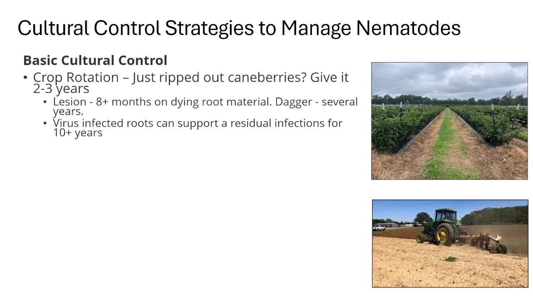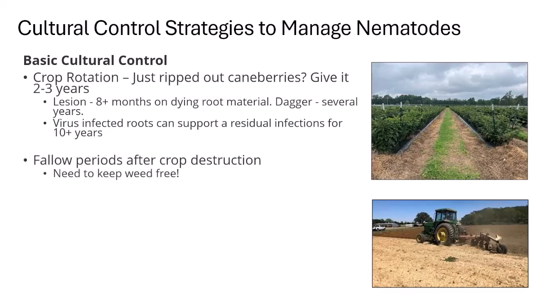We know that lesion nematodes can be 8 or more months on dead root material. So if you're planting right back in, there's a high chance that they're going to be able to move right back from the eggs that hatch from that in the soil onto what you plant into the ground. The other thing is there was some work showing that virus-infected roots can actually act as a reservoir for those and actually be fed on by dagger nematodes 10 years or more later, and then spread that virus onto some other crops that you put in the ground.